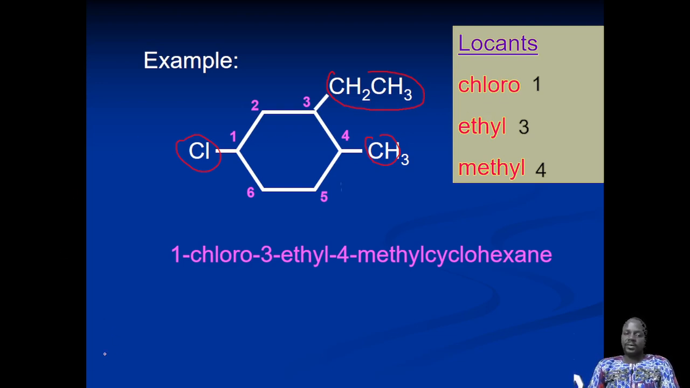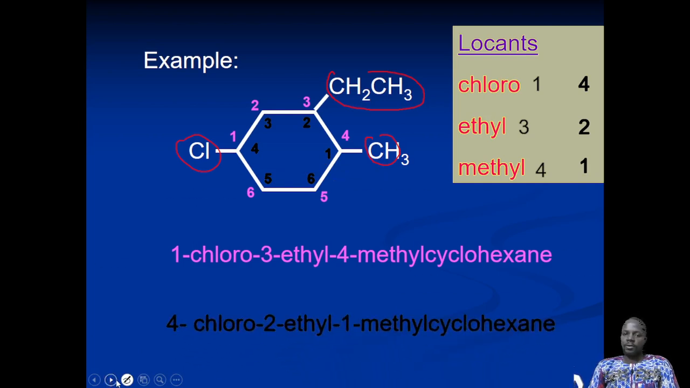The next point is another way to see that. If you started labeling 1, 2, and 4, this is what you are going to have. Then you can have this answer also, 4-chloro. Why am I starting from 4-chloro? Alphabetically. Don't ever forget that. It's very important. 4-chloro, 2-ethyl, then 1-methylcyclohexane. Which one is correct? The first one. Why? Because of the location. Location is very, very important.